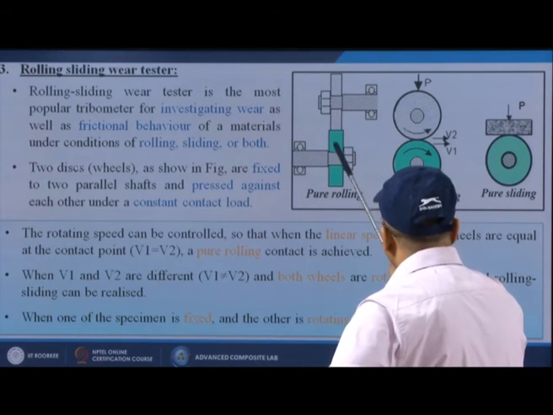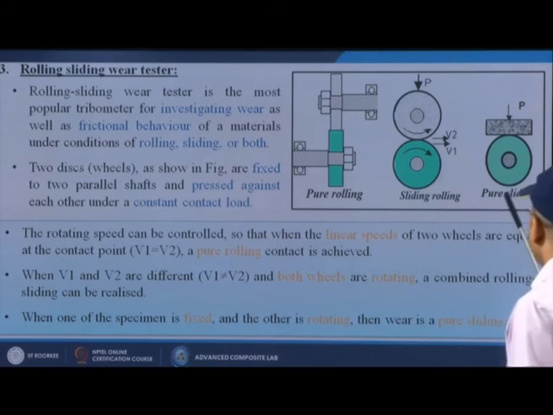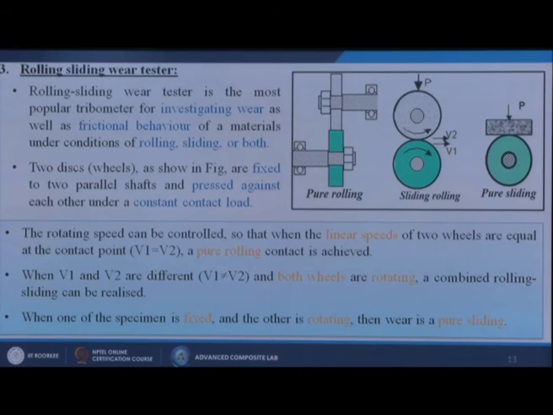That is known as pure rolling. Here both are sliding on one another at different velocities. And here this one is pure sliding: one is in a static condition, just giving a normal load onto that wheel, and pure sliding takes place.